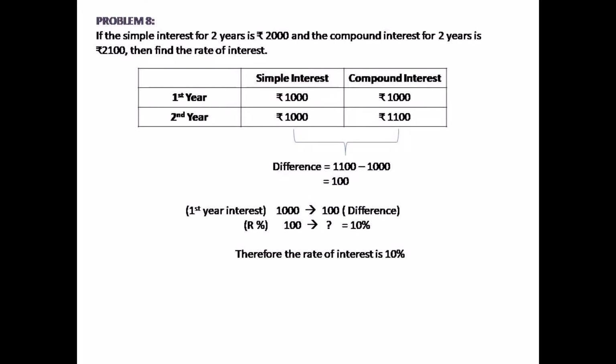If the simple interest for 2 years is 2,000 rupees, and the compound interest for 2 years is 2,100 rupees, then find the rate of interest. Here for first year, rupees 1,000 is given as interest for both simple interest and compound interest. For second year, simple interest is rupees 1,000, and compound interest is rupees 1,100. Subtracting 1,100 and 1,000, we get difference is 100. Here rate of interest is asked, so we have to consider it for 100%. If 1,000 gives 100, then we can say that 100 gives 10%. Therefore the rate of interest is 10%.